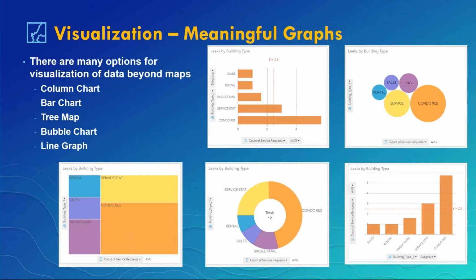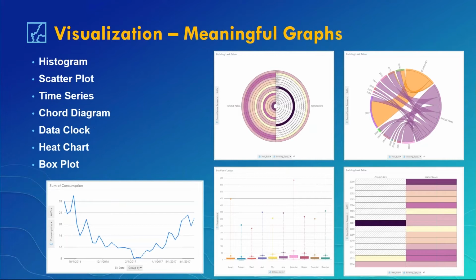And then also inside of Insights, there's this whole suite of charts and graphs that you can use. So there's your very common charts that you're used to seeing, like bar and column charts, but also more exotic charts, like bubble charts, donut charts, and even deeper analysis, things like histograms and scatter plots, using time series data, and then also looking at data relationally through things like chord diagrams. And I'll be getting into all of these in just a moment.